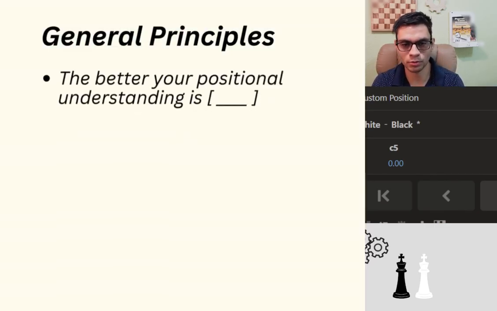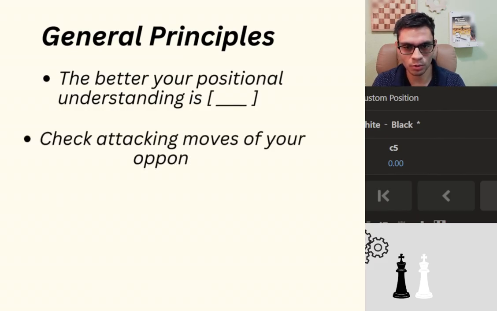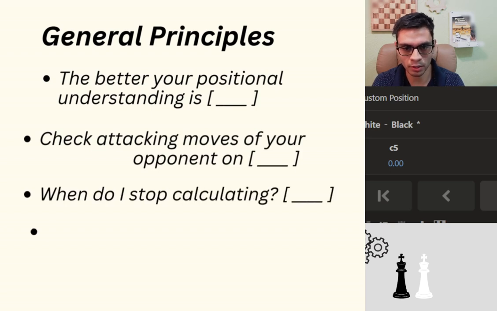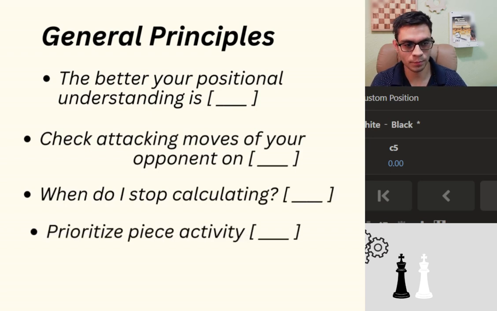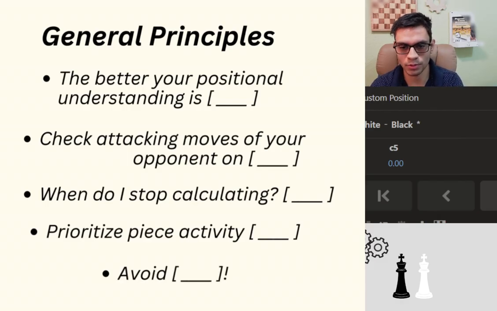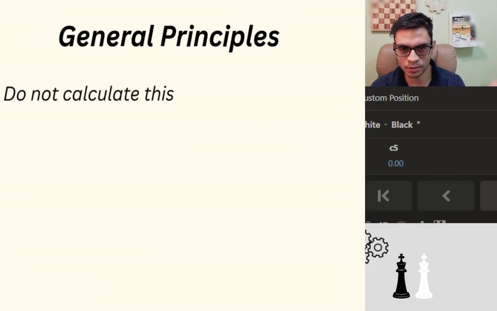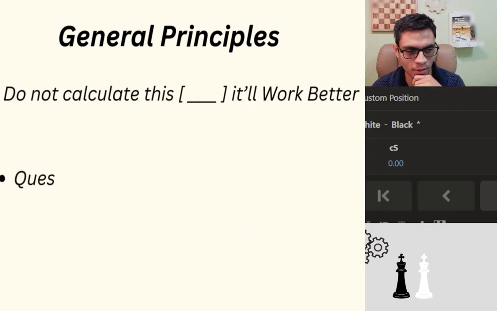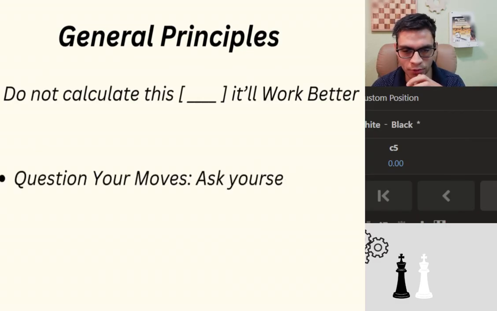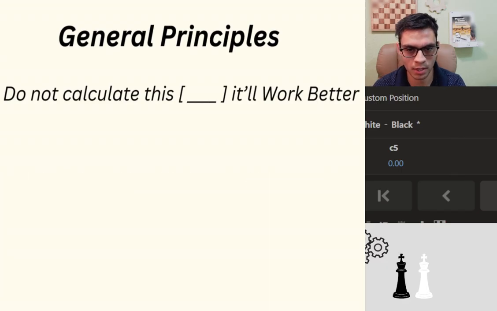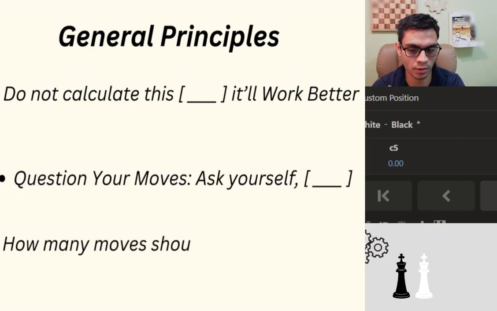The better your position understanding is something, check at the attacking moves on your opponent, when do I stop calculating, prioritize piece activity over what, and avoid this mistake. Do not calculate this. If you do this something else, it will work better. Question your moves. Ask yourself this one key question. And how many moves should I consider?